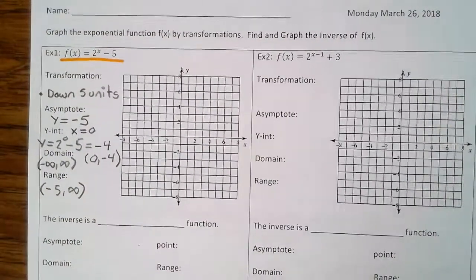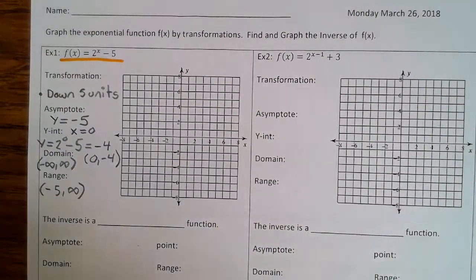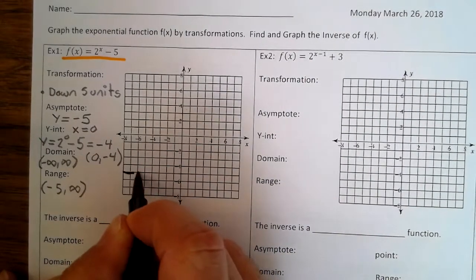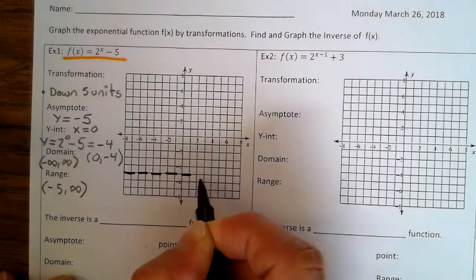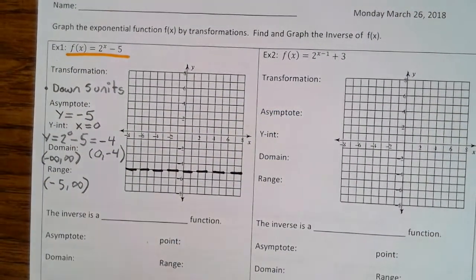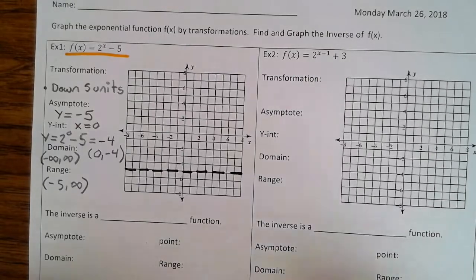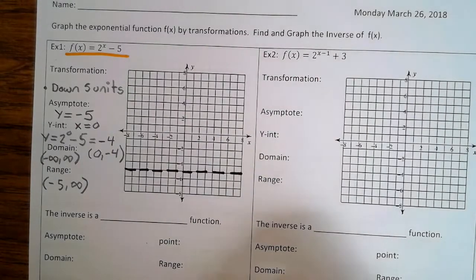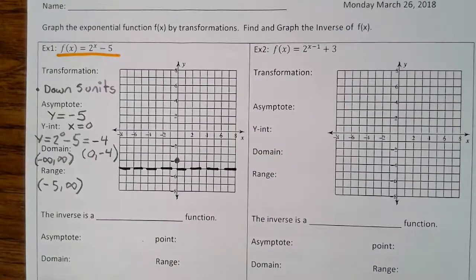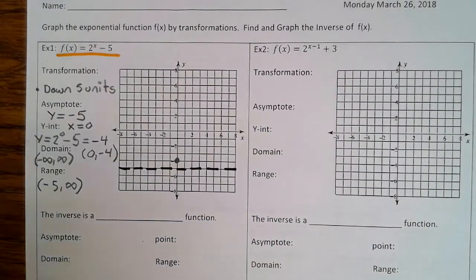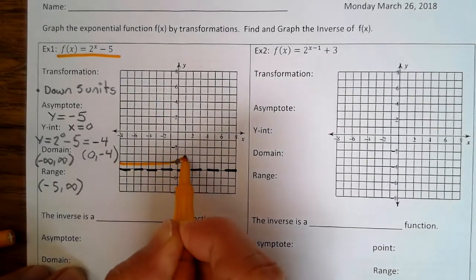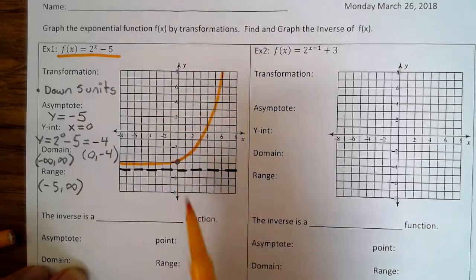All right, so to graph this, we start with the asymptote. So we have an asymptote at y equals -5. Okay, now let's graph the y-intercept, which is at 0, -4. All right, so we know that for an exponential, it follows the asymptote and goes up. So there's your curve.